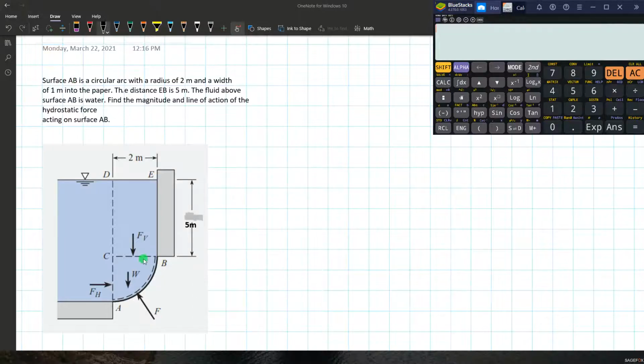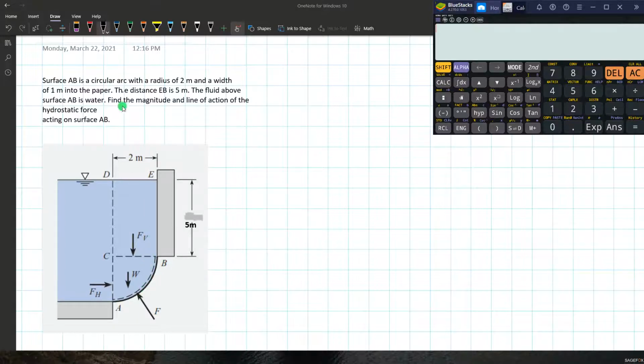Surface AB is a circular arc with a radius of 2 meters and a width of 1 meter. The distance AB is 5 meters. The fluid above surface AB is water. Find the magnitude and line of action of the hydrostatic force acting on the surface AB.